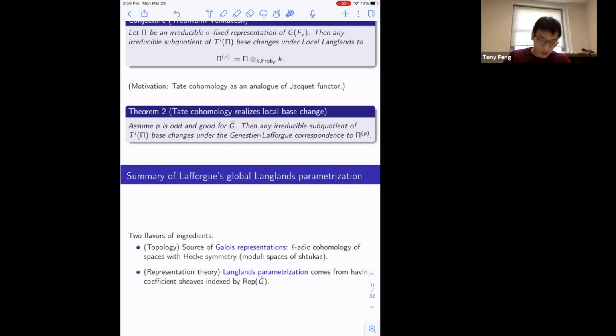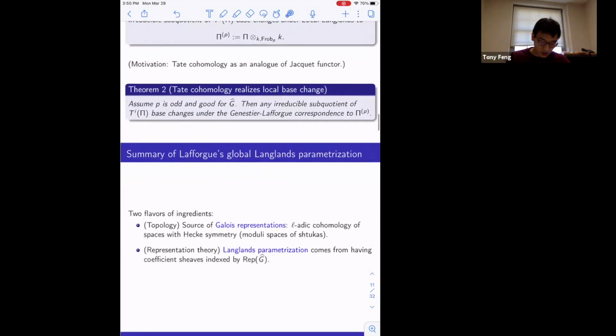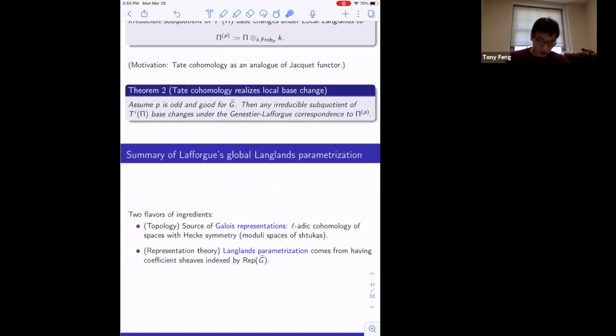So I like to think of this as having two flavors of ingredients. One is of a topological nature, and it is the one which provides the source of Galois representations. Where do you find interesting Galois actions on vector spaces? And it says you want to look at the l-adic étale homology of spaces with many symmetries, spaces with Hecke symmetries. And in the function field context, these are called the moduli spaces of shtukas, invented by Drinfeld.